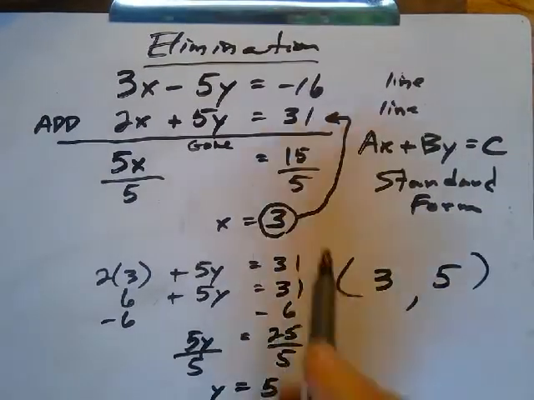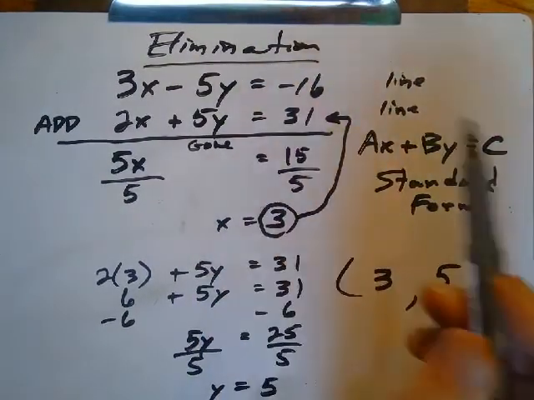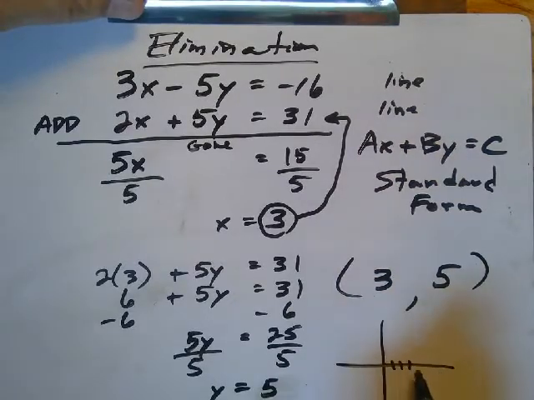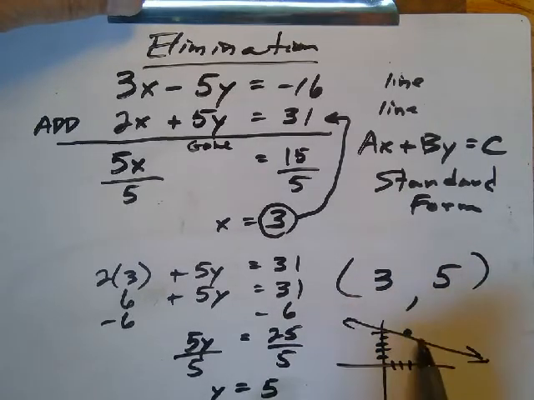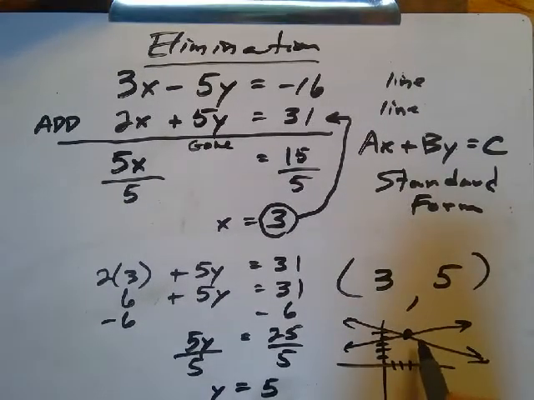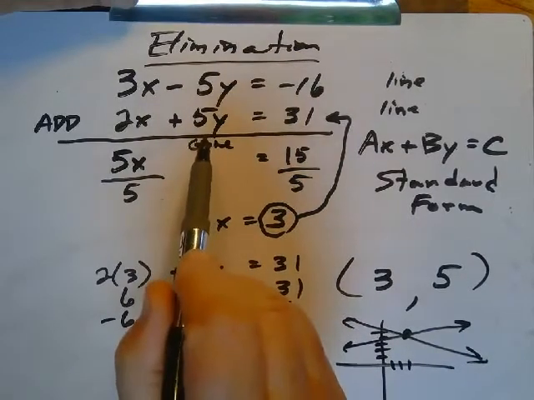And what that says is that these two lines, if we were to graph them, they would intersect at this point, (3, 5). 1, 2, 3, 1, 2, 3, 4, 5. So I don't know where these lines are, but if we were to draw the lines, they would intersect at that point. Now that's solving a system, and we've used elimination to do that.